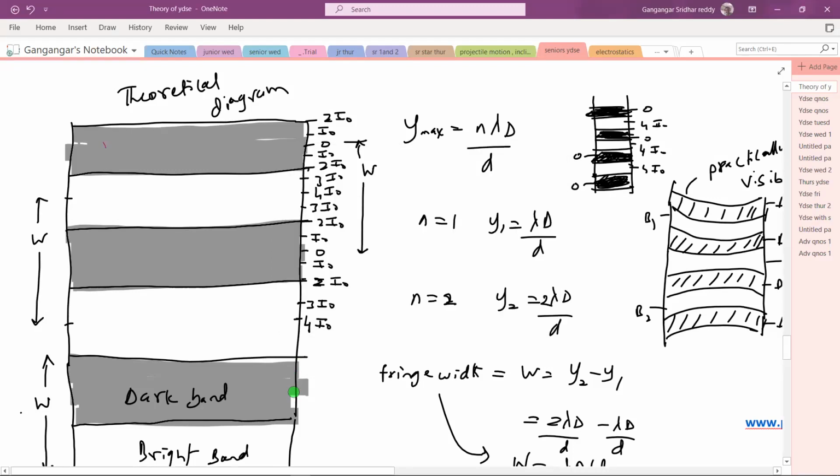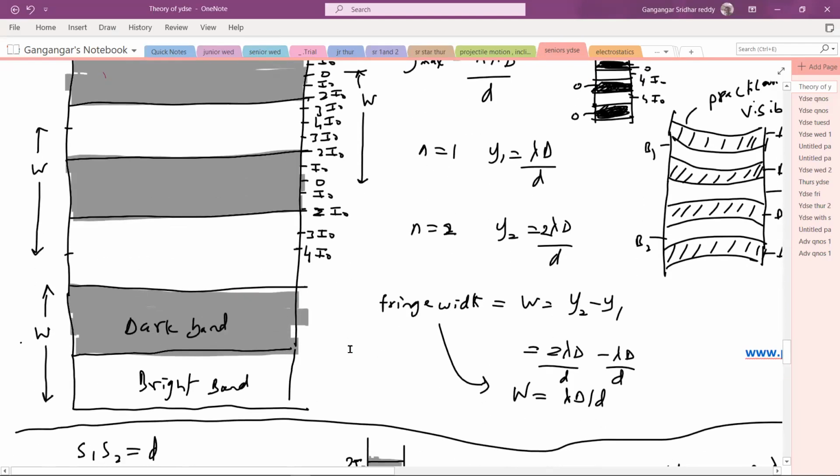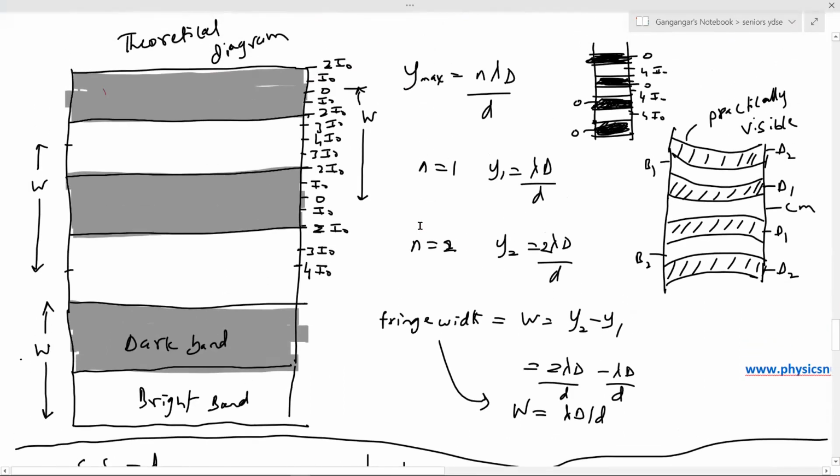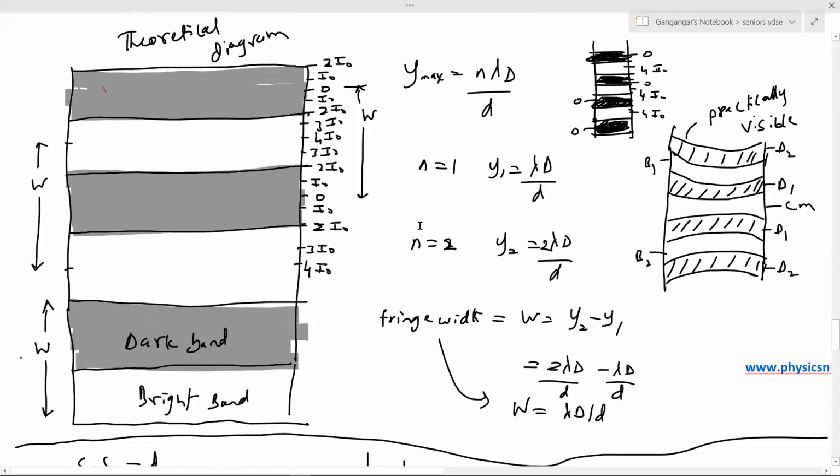at the midpoint of the bright band. Yeah, this is something very important. At the midpoint of the bright band, the intensity will be 4 I naught. Then 3 I naught, 2 I naught. At the midpoint of the dark band, intensity will be 0.